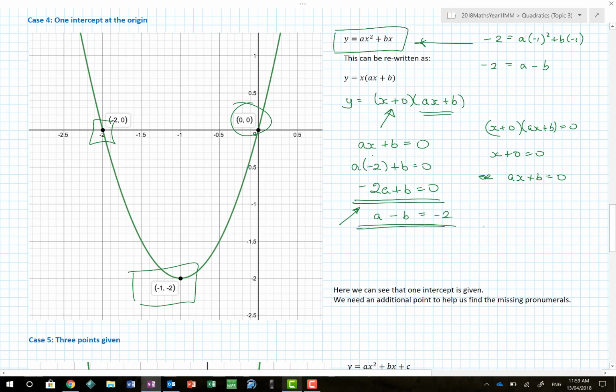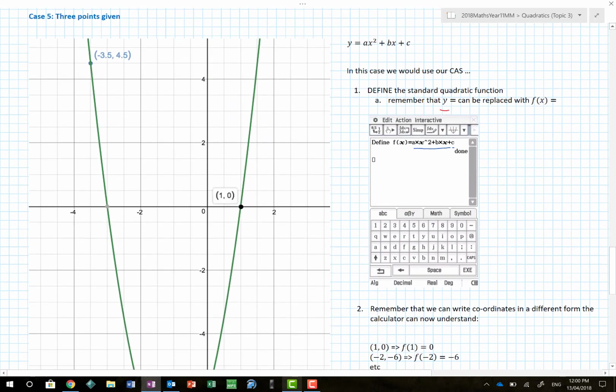And I could go on and actually use my CAS, or in this situation, relatively simple, I could just do it by elimination to find my values of a and b. I'll leave that to you to do. But this question here, I've seen on exams all the time, right? So it can also be written in that form. It's just very, very cleverly done. Now, 3 points given. I've seen this year on year on year, okay?